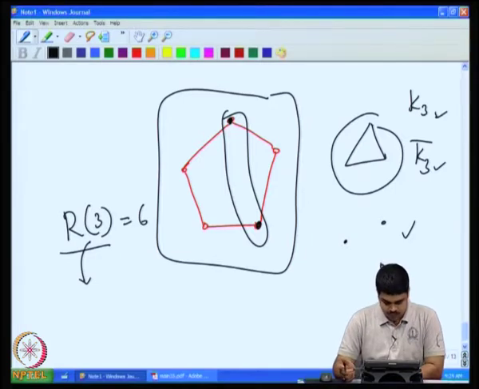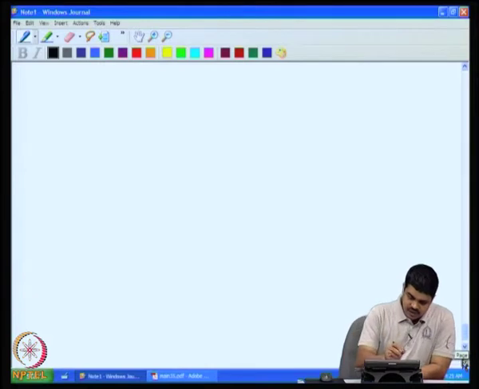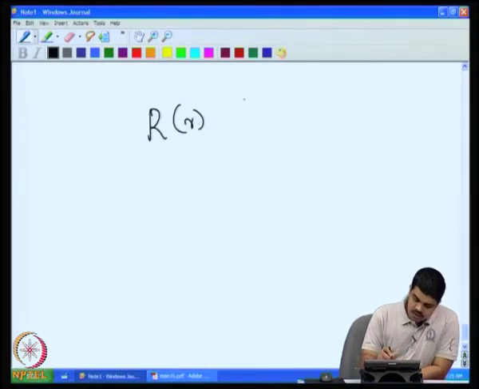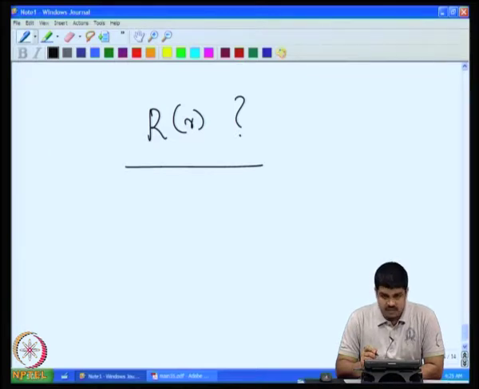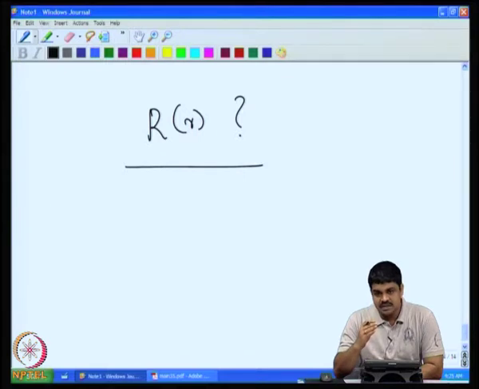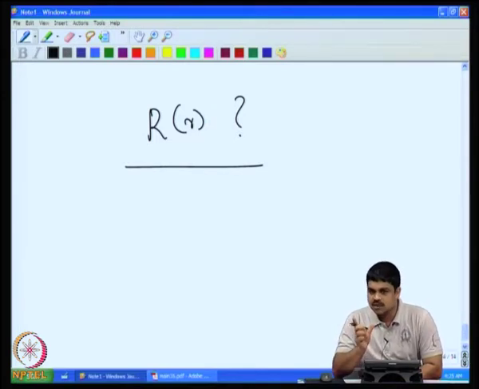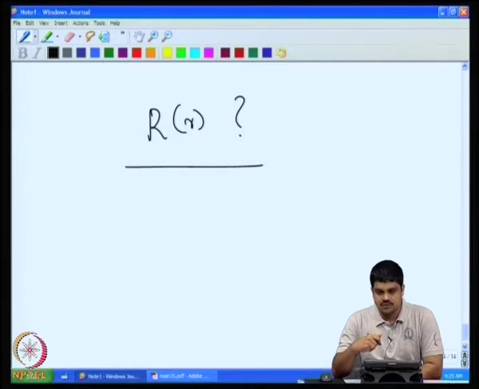Now, the question is for the general case, what is R of R? This is the Ramsey number of R. Ramsey number of R means the smallest n such that if the number of vertices in the graph is greater than or equal to this number n, that is R of R, it is guaranteed that whichever graph you take, as long as the number of vertices is this much, there is either a complete graph on R vertices or an independent set on R vertices.